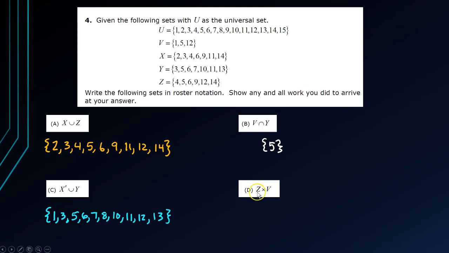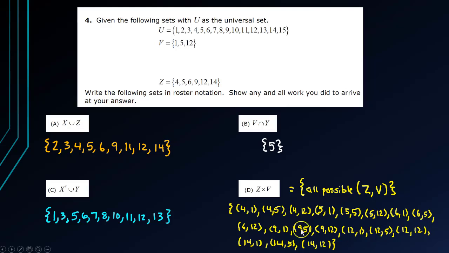Now for D, when I do this cross multiplication, this means that I'm going to make ordered pairs of these two sets, which means I'm going to take elements from Z first. That's going to be my first element of the ordered pair, and elements in V for the second element of the ordered pair. So when I do Z and V, I'm going to focus my attention on this. So I'm going to have like 4, 1, 4, 5, 4, 12, 5, 1, 5, 5, 5, 12, and so forth and so on. So I'm looking for all possible ordered pairs Z, V, where these are elements that are in those sets. And this would be the entire list.